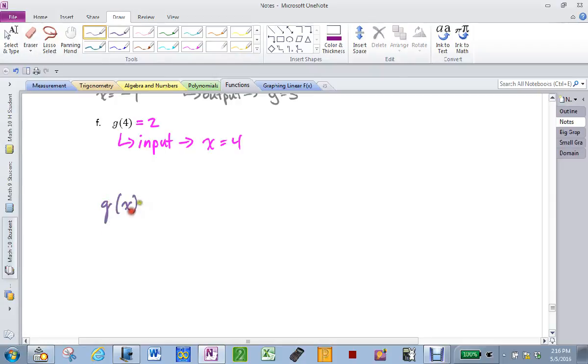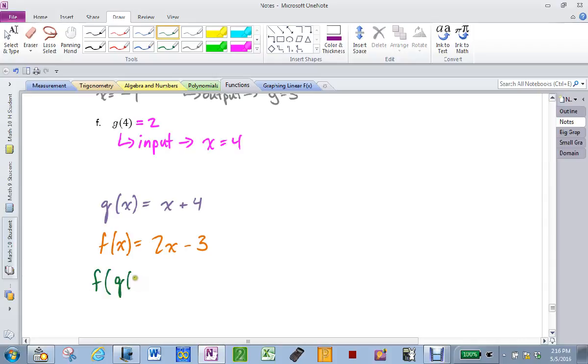G of x equals x plus 4. Everybody cool? I'll change colors because it makes it easier. F of x equals 2x minus 3. Everybody cool? I want you guys to tell me the F of the G of negative 2.